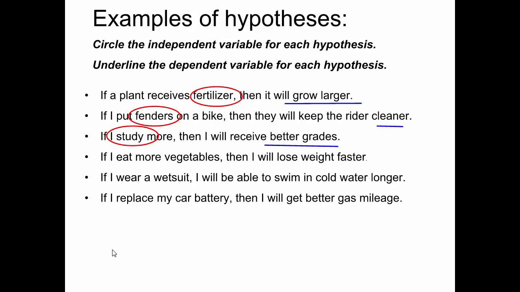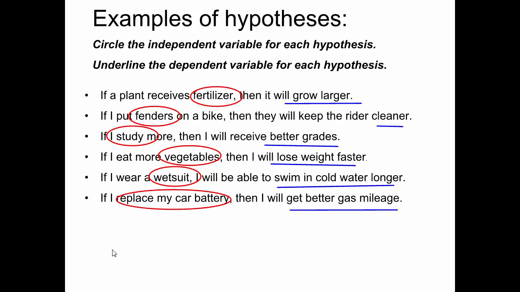So when we write our hypothesis like this, it's easy to figure out what the independent and dependent variable is. If I eat more vegetables, I'll lose weight faster. Again, eating the vegetables is independent, the weight is the dependent. If I wear a wetsuit, I'll be able to swim in cold water longer. Again, you see the pattern here. I don't need to go over all of these. Okay, so the independent variable is always in the if part. The dependent variable is always in the then part.